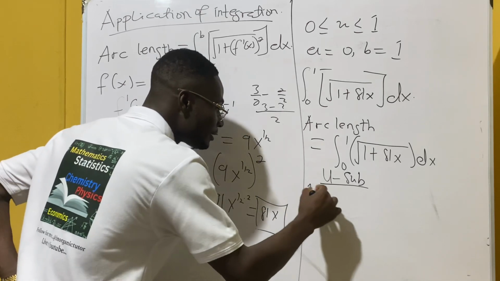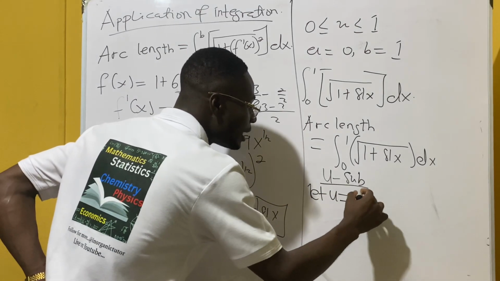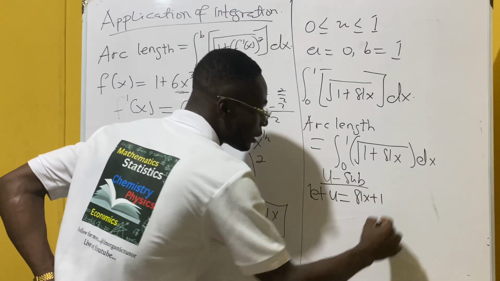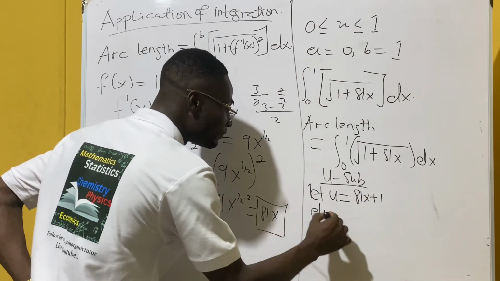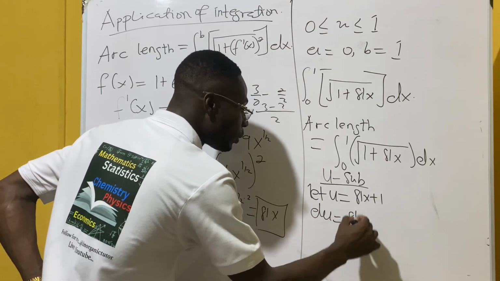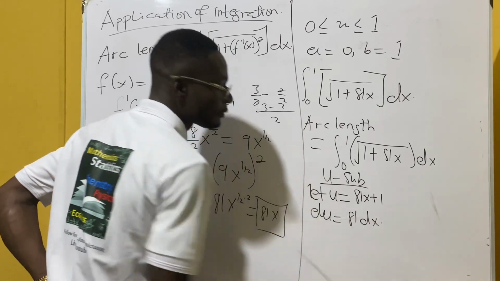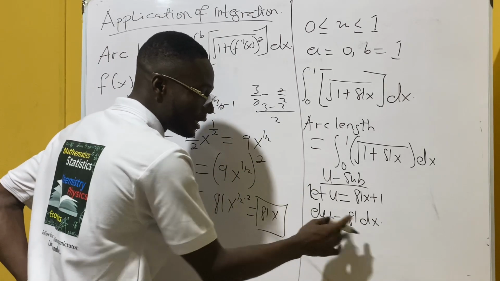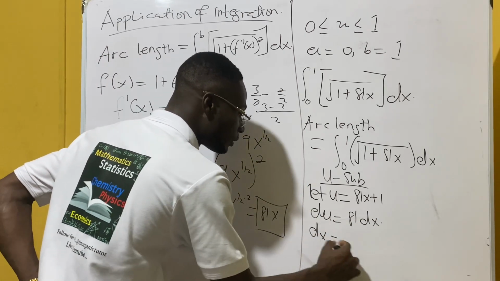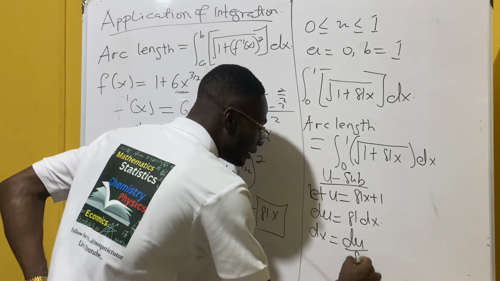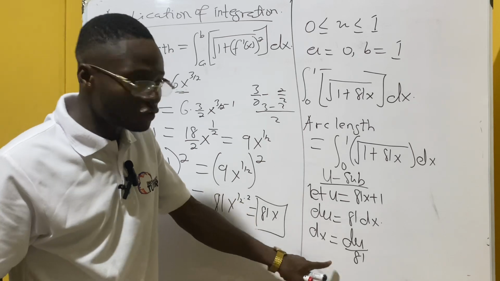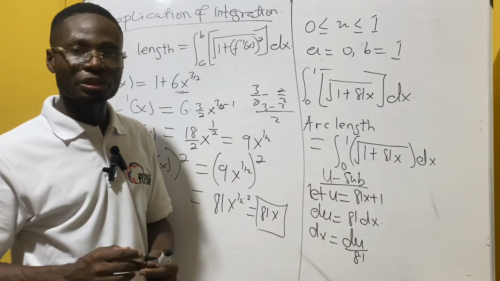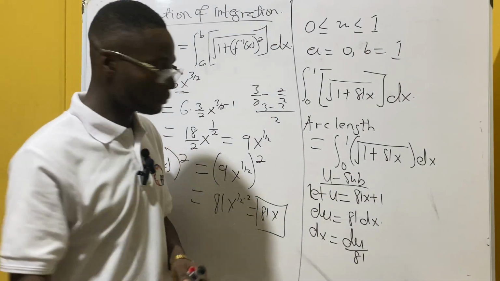So let u equals 81x plus 1. When we differentiate both sides, we are going to have du equals 81 dx. So basically, dx equals du over 81. Once we have this information, let's do back substitution and see the result.